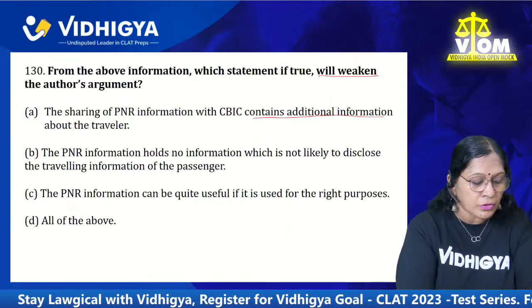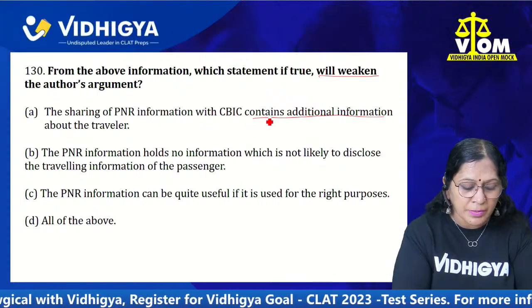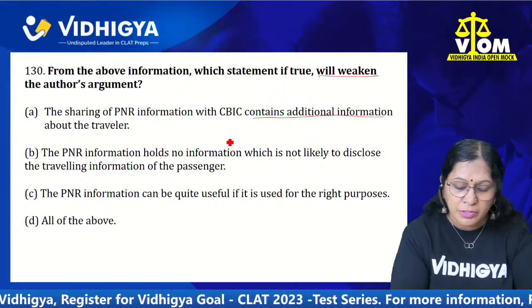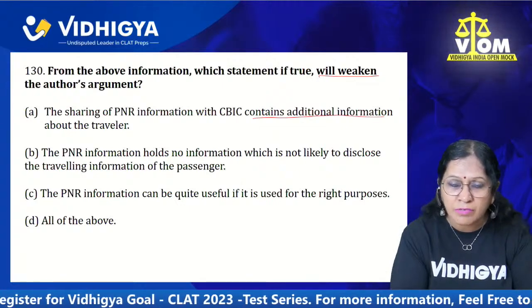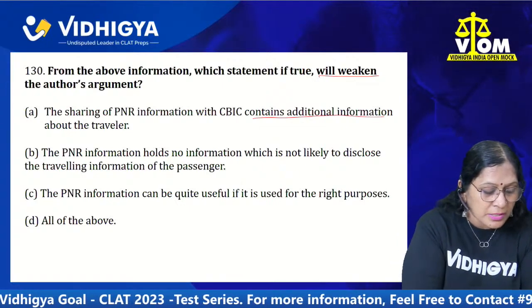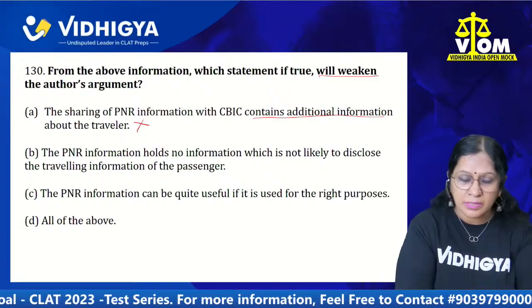Here. So the sharing of PNR information with CBIC contains additional information about the traveler. No, it doesn't ask for anything new. So this is wrong. We'll still go to the second.